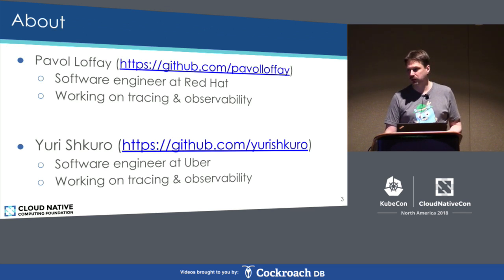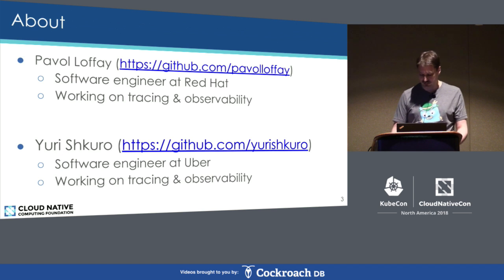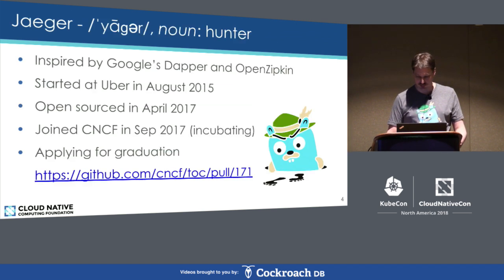I'm Yuri Shkuro. I'm from Uber, working on Jaeger. Over here, Pavol is from Red Hat, also a maintainer. And Joe is also from Uber. He's actually one of the authors of the new trace diffs that we'll be showing. So he was not originally on the list.